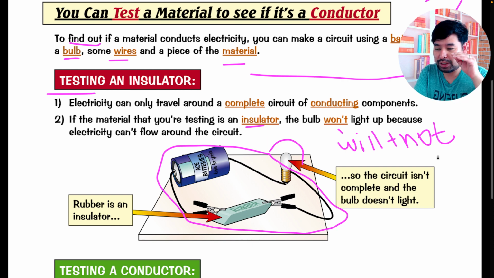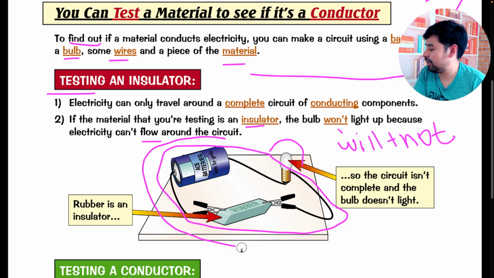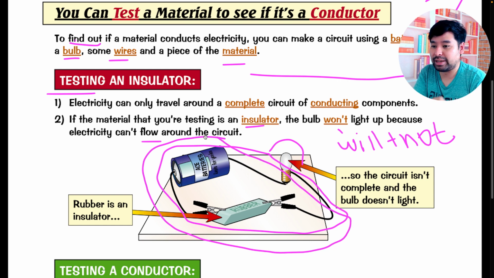The meaning of flow is to go through, fluir, around the circuit. It cannot move on around the circuit. So that is the meaning. No problem? I guess so.